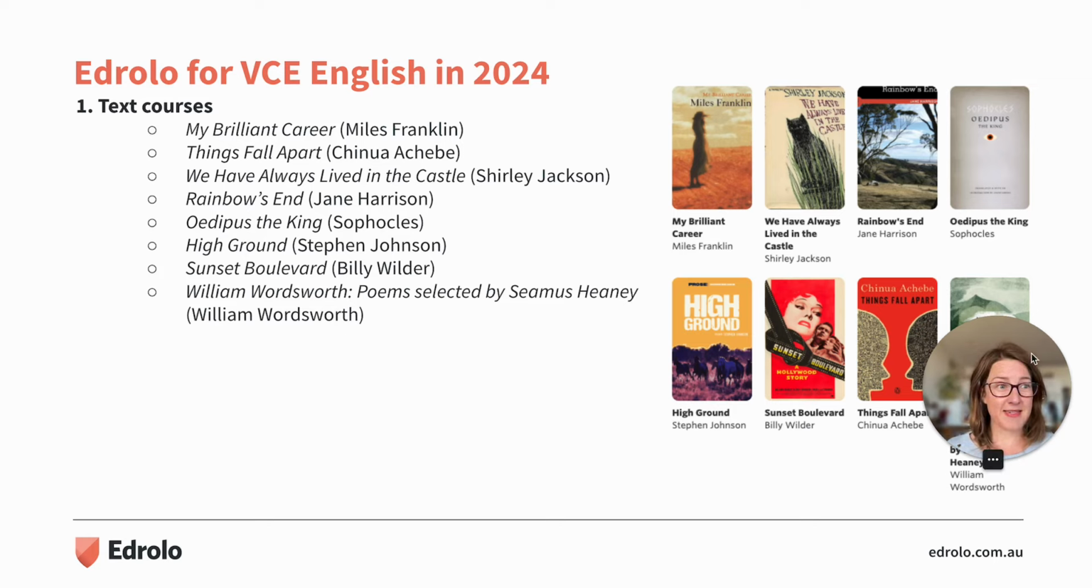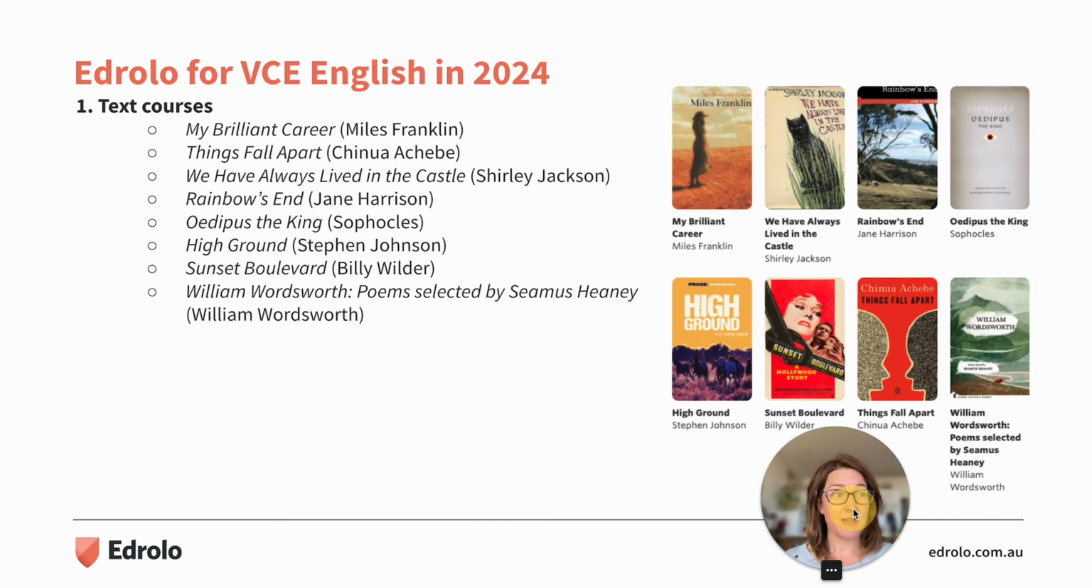So first up is our new text courses for the reading and responding to text units. We're building 6 brand new ones. Very excited about some awesome texts on the list this year. And Things Fall Apart and William Wordsworth are previous courses that we built a couple of years ago, but we will be updating them to make sure that they align with the new study design. So I'll come back to what we're doing for these courses later in the webinar, but I just wanted to flag the text to start with.